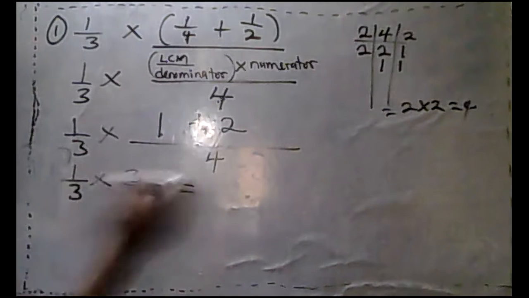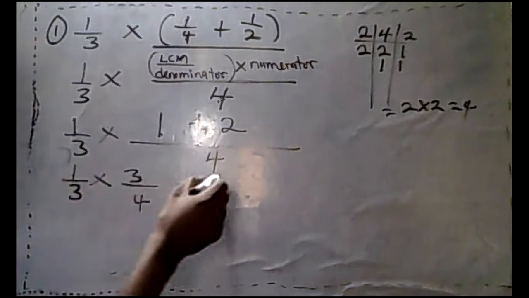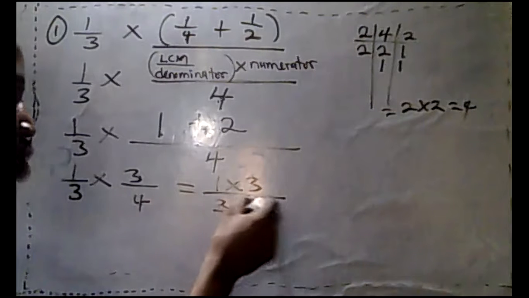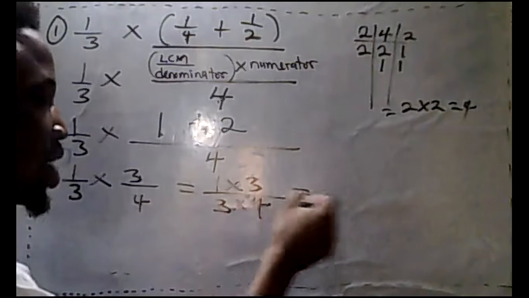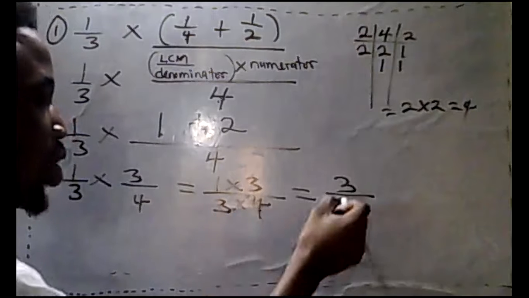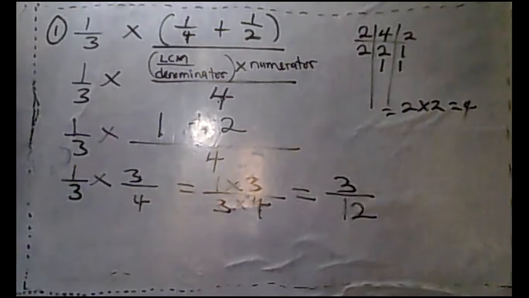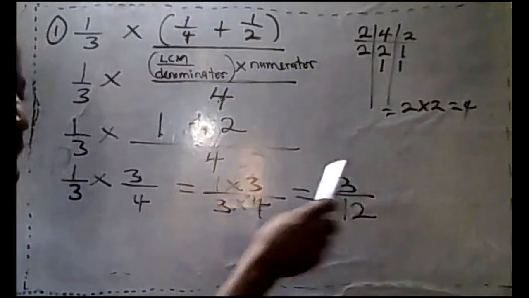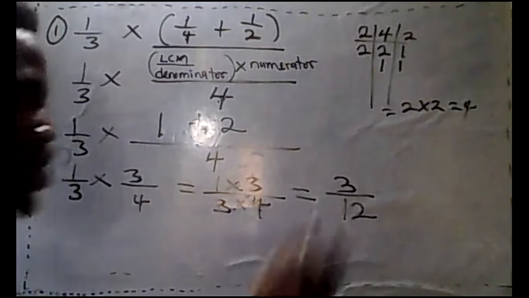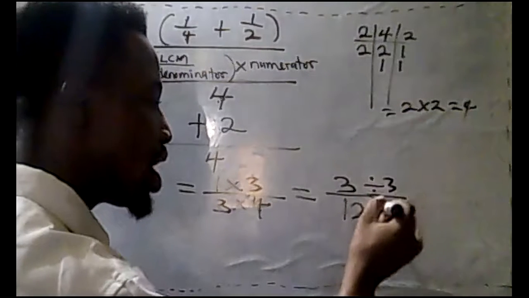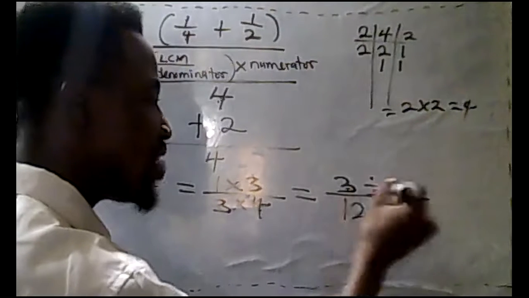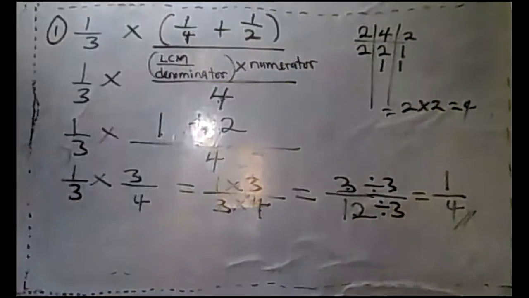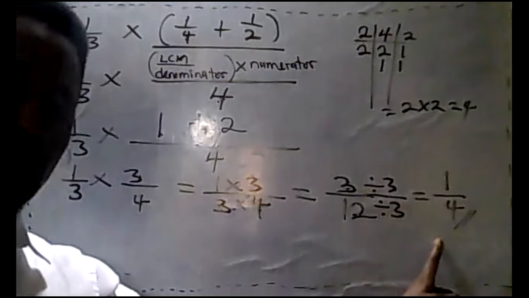Then you multiply out 1 times 3 up, over 3 times 4 down. Okay? 1 times 3 is 3. 3 times 4 is 12. Now, that is not your answer. You can see something is common. 3 can divide 3 and it can also divide 12. So you say 3 divided by 3 is 1, and 12 divided by 3 is 4. Therefore, your answer is 1/4.